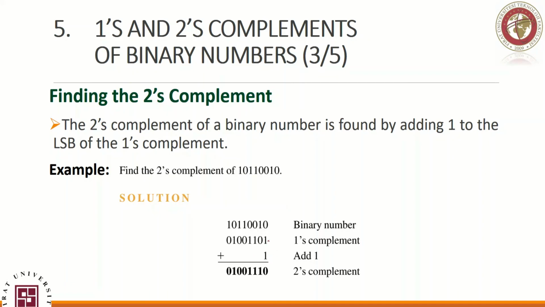So 1 plus 1, that's the 0 with 1 carried. 1 plus 0, that is 1. So we have a new number, which will be the same, 0, 1, 0, 0, 1, 1, 1, 0. So only these two digits change. But this is the twos complement. We add 1 to the ones complement of the binary number, and we get the twos complement.